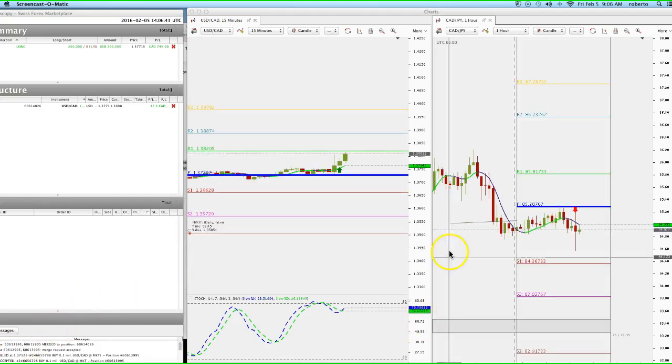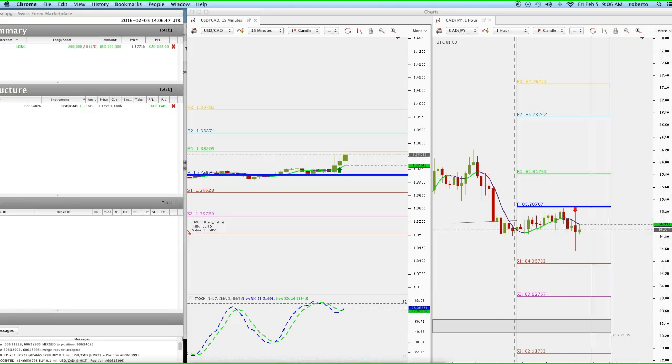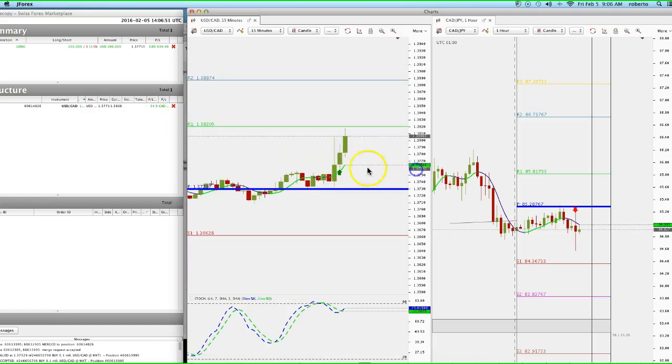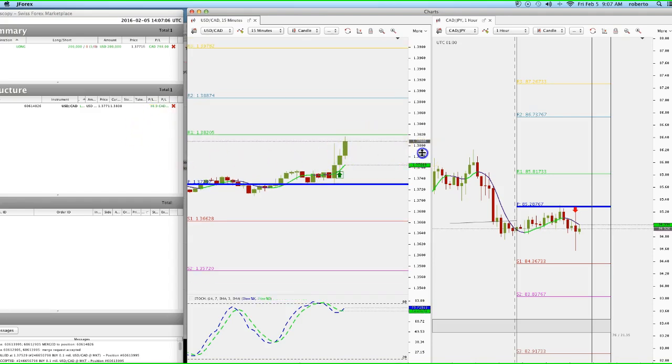Again, the numbers were very negative for the Canadian dollar. So there's the trade. There's the initial reaction to the USD CAD. There's the pullback right around. I actually took this trade a little bit too early, but it did come back down to the moving average line. So we're up 37 pips. I'm going to stay in this trade till 11 o'clock Eastern.